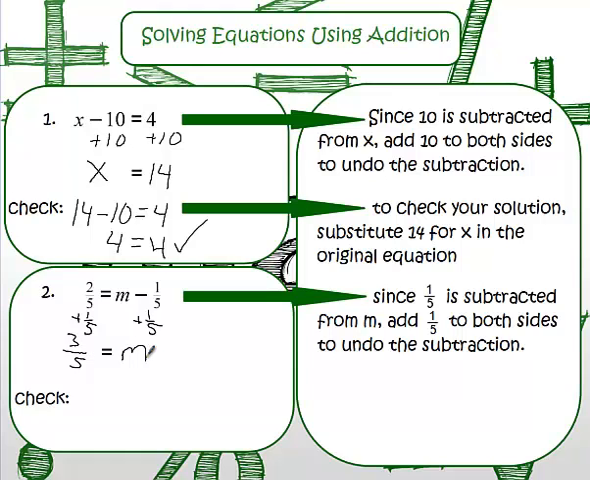So to check this, I would say 2/5 equals m. I'm sorry, not m. I would plug in the 3/5. Let's erase that. I plug in 3/5 minus 1/5. And yes, 2/5 does equal 3/5 minus 1/5. Check. So that's how we solve equations using addition.